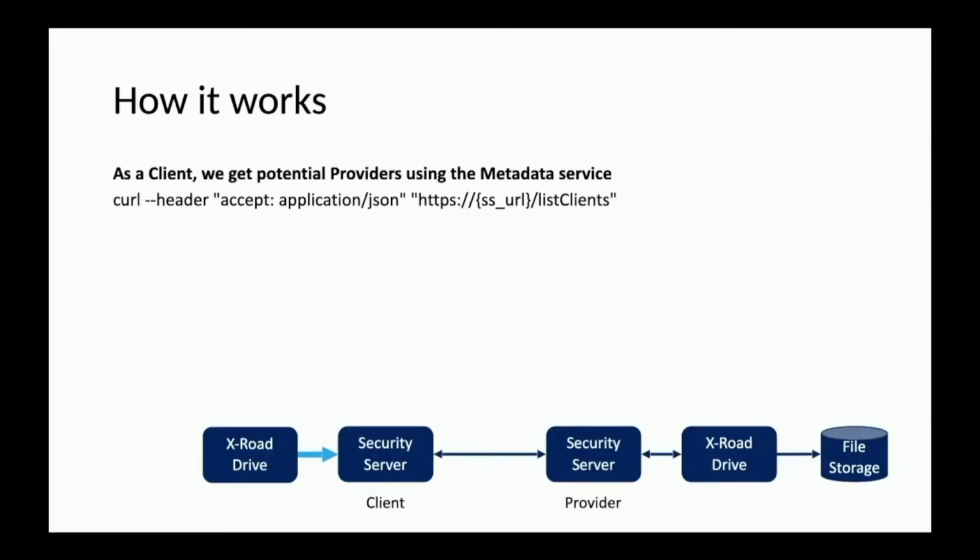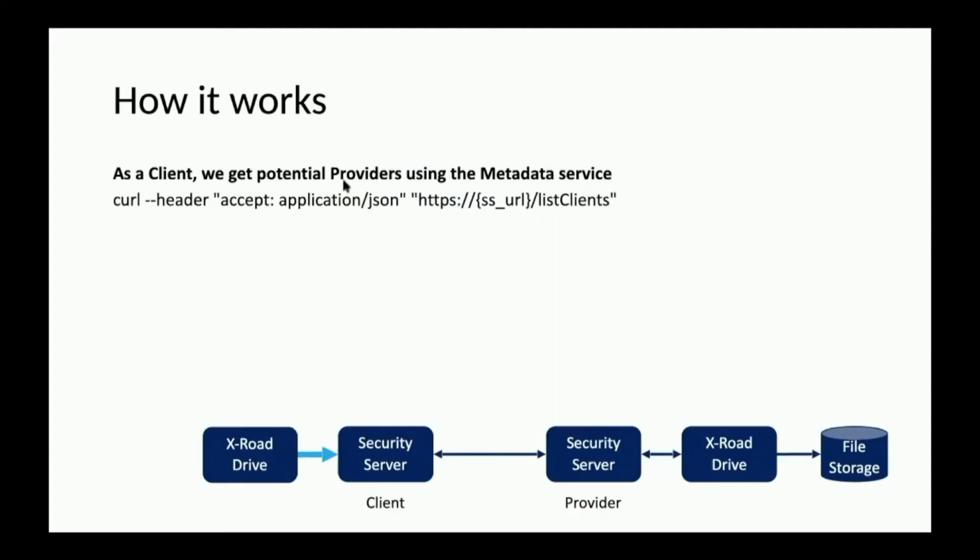First, when we act as client, we're going to get all potential providers using the metadata service. In the diagram below, to simplify, I got rid of unnecessary components, but Exo Drive is installed on both sides, client and provider. In this case, client-side Exo Drive will call the metadata service on their own security server. There is an example curl command here. We accept the JSON format only, and we're going to consume the list client method on the metadata service.